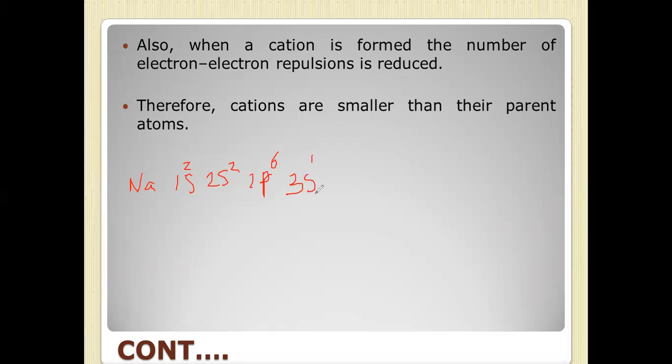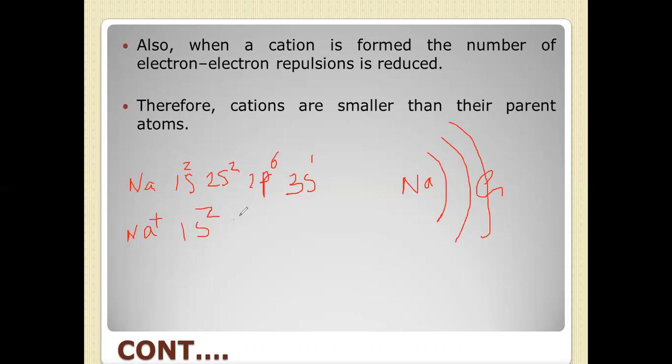So you can see there are 3 shells. When you take sodium, 1, 2, 3, the third one has the electron. This is your parental electron. But when it removes one electron, it will become sodium plus.